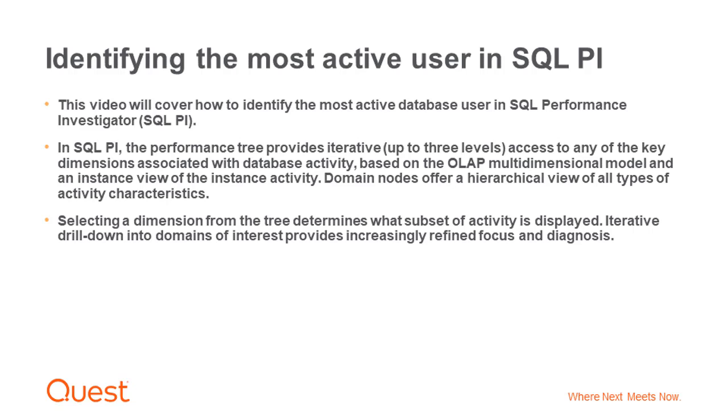In SQL PI, the performance tree provides iterative, up to 3 levels, access to any of the key dimensions associated with database activity, based on the OLAP multidimensional model and an instance view of the instance activity. Domain nodes offer a hierarchical view of the types of activity characteristics. Selecting a dimension from the tree determines what subset of the activity is displayed. Iterative drill down into domains of interest provides increasingly refined focus and diagnosis.